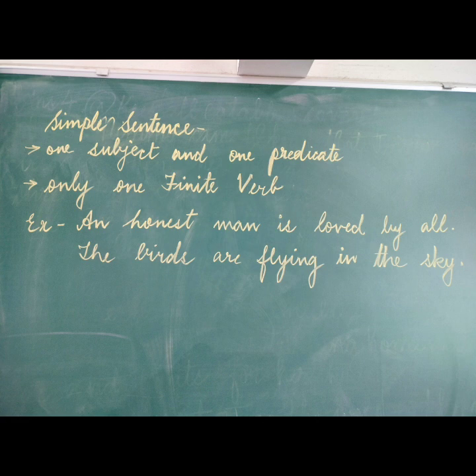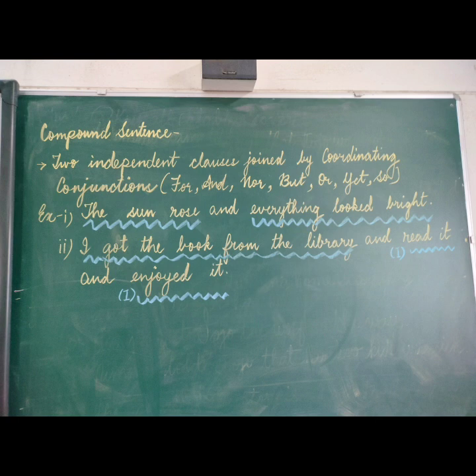Okay, it can have more than one phrase, but it will always have only one clause, that is one main clause or one independent clause. ठीक है, only one clause which can exist without any help, without any support. Okay, so it will only have one main clause and one subject and one predicate, nothing else. Clear? The next type of sentence that we have is the compound sentence.